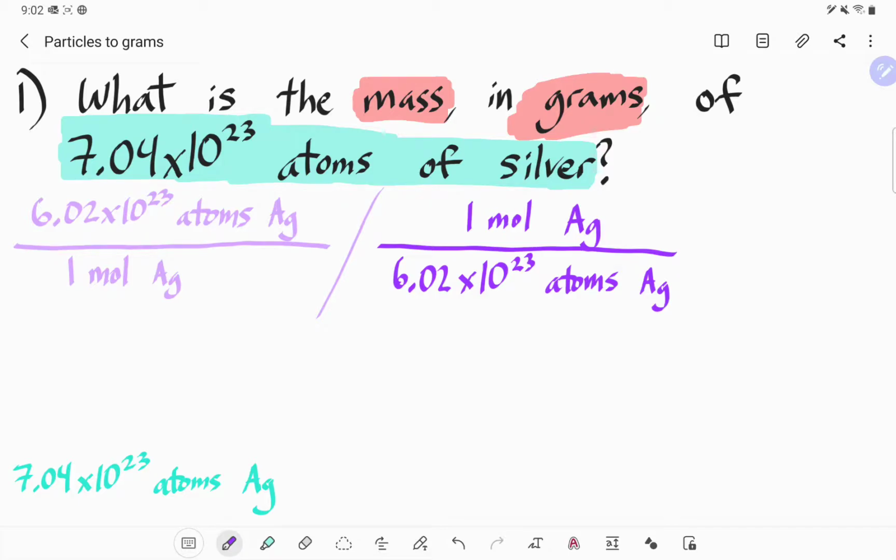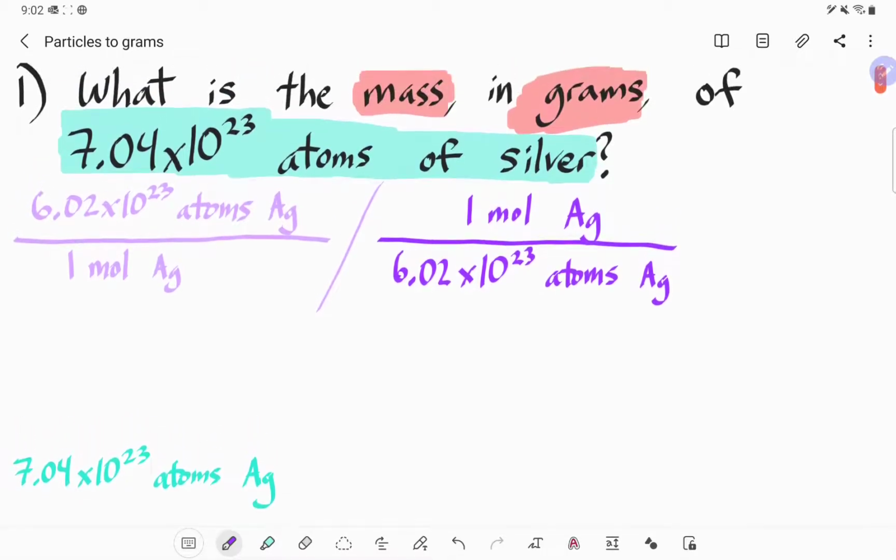All right, so both of those ratios are going to be really helpful here. So let's figure out which one we're going to use with what we have given here. We were given 7.04 times 10 to the 23rd atoms of silver, and we want to convert this to moles. And we might say, well, wait, how do I know which one of these ratios to use?